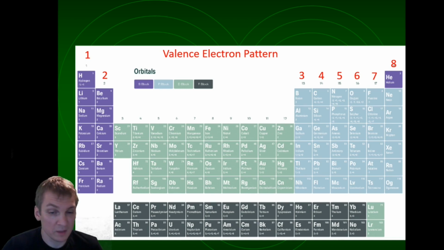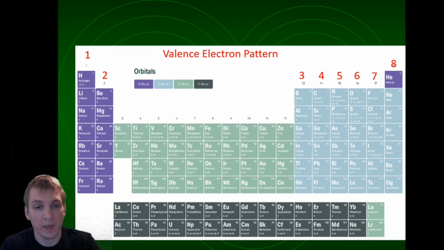Let me explain this really quick before you continue writing this down. What that means is that everything in column 1 has 1 valence electron. Everything in column 2 has 2 valence electrons. 3 valence electrons, 4, 5, 6, 7, and finally 8. So the maximum amount of valence electrons that you can have is 8 valence electrons.